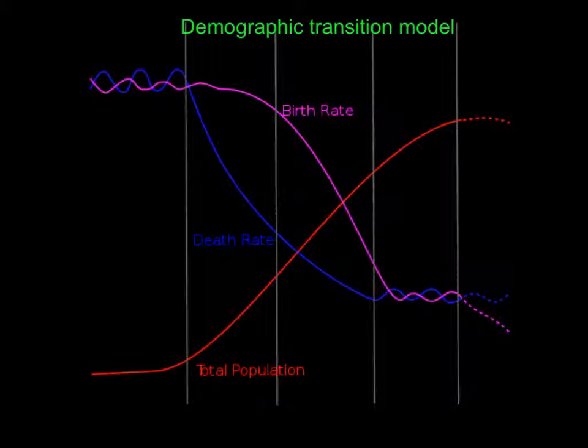So this is the demographic transition model, which is very similar to the epidemiological transition model. Birth rates and death rates are high in stage 1. Death rates decline, and so do birth rates. Population goes up because death rates declined, and then they're both very low, and population levels off.